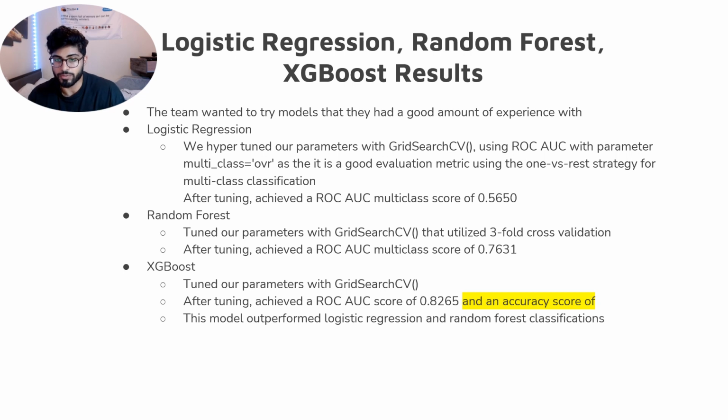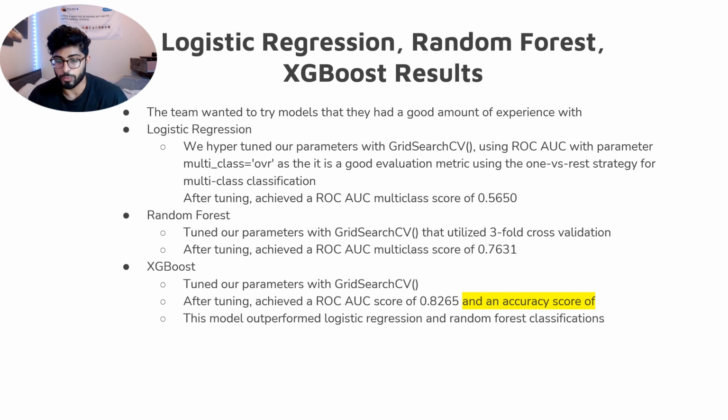We then used the random forest classifier. We observed that the n_estimators and max_depth parameters were the most impactful in terms of AUC score. After cross-validation, we were able to achieve an AUC score of 0.7631, which was significantly better than the logistic regression model.